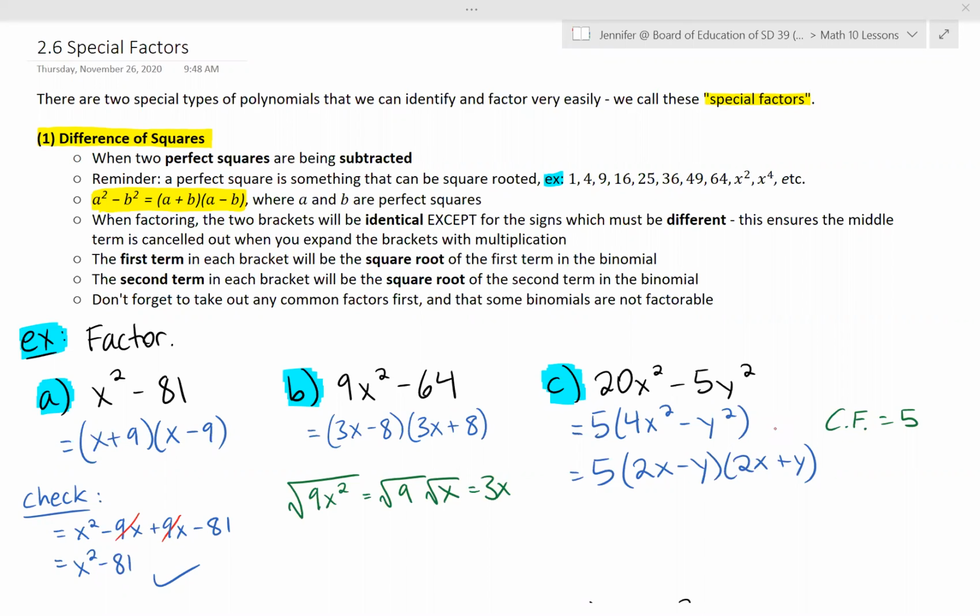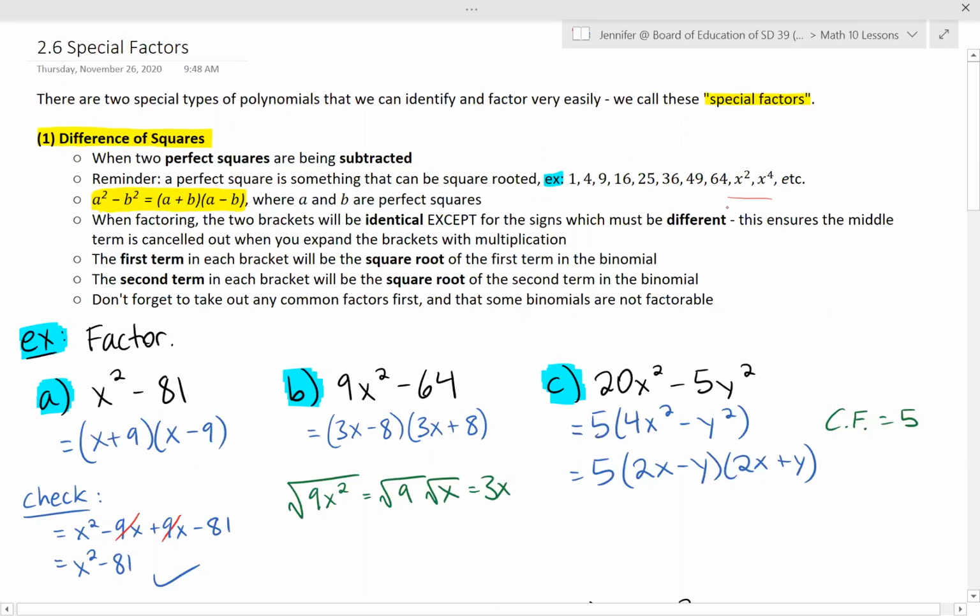A difference of squares is when two perfect squares are being subtracted. So this is a unique situation that can be factored in a really simple way. Reminder that a perfect square is anything that can be square rooted. So here I have a list of the perfect squares. Those go on forever, but here are a couple of them. These are perfect squares because you can take square roots of each of them. So the square root of 9 is 3, square root of 25 is 5, etc.